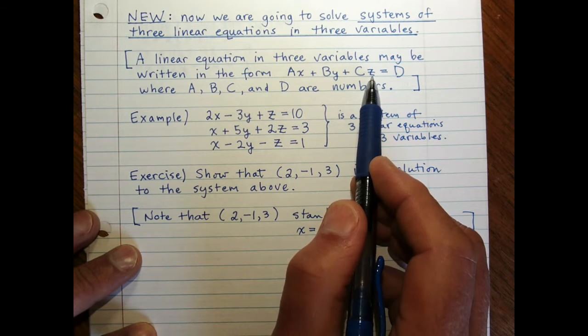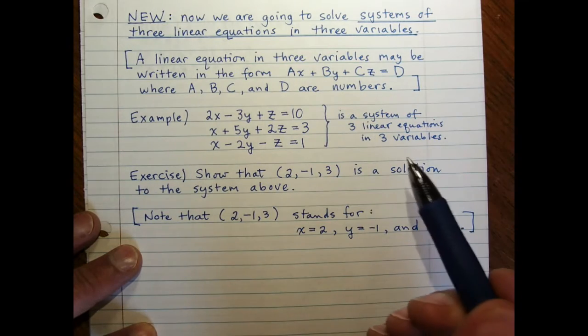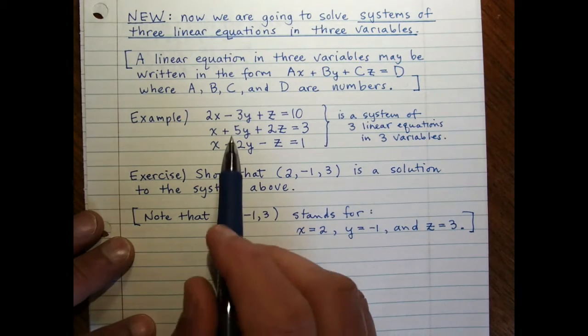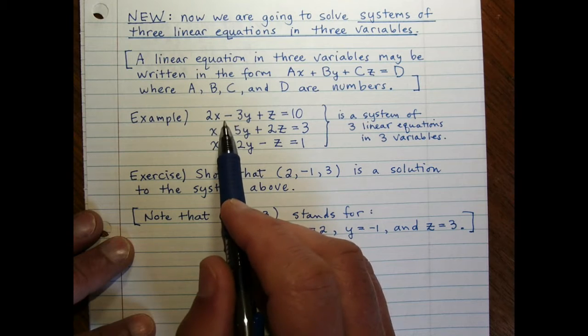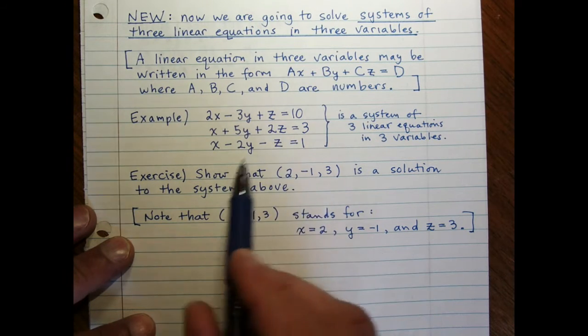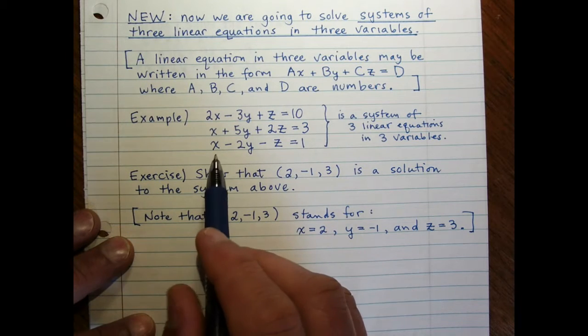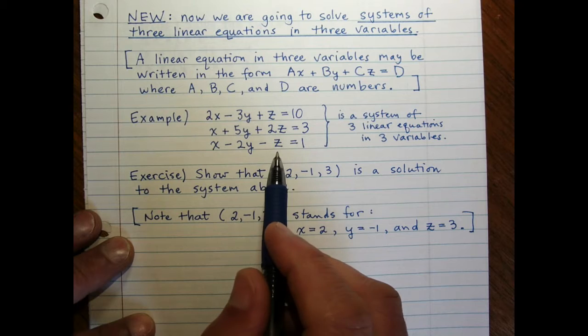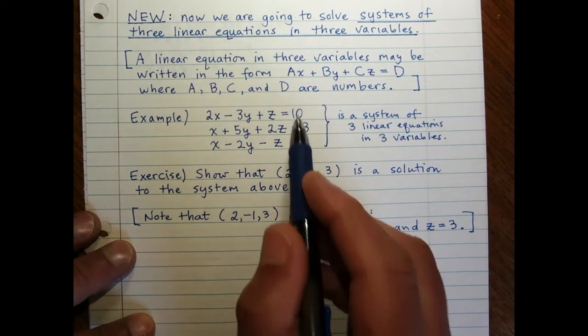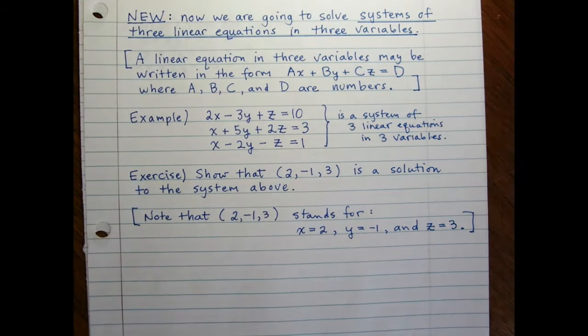For the third variable, z equals d, where a, b, c, and d are numbers. And here's an example of a system in three variables: 2x minus 3y plus z equals 10, x plus 5y plus 2z equals 3, x minus 2y minus z equals 1. So we have three separate equations. Each one of these equations is called a linear equation.